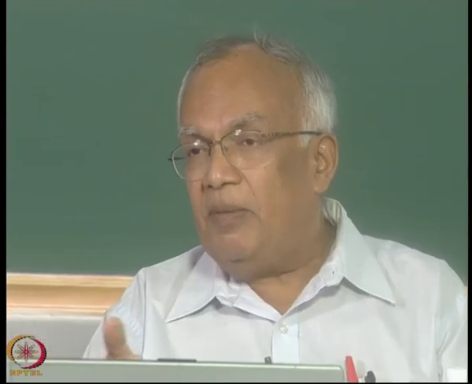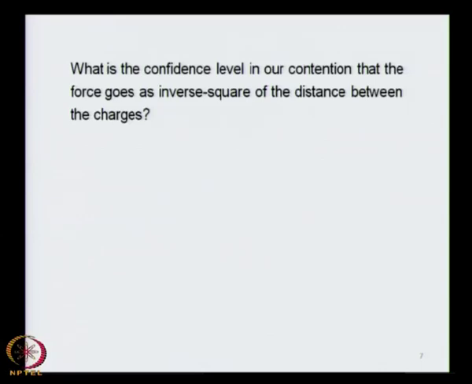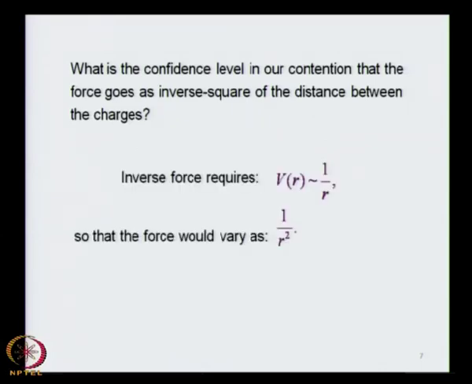Is it exactly 0, or is it just a small quantity? Is it something that we are ignoring? What we are asking is how exact is the so called inverse square law. Now, another way of asking this question is that if the force is to be inverse square, which goes as 1 over r square, then the corresponding potential will go as 1 over r.